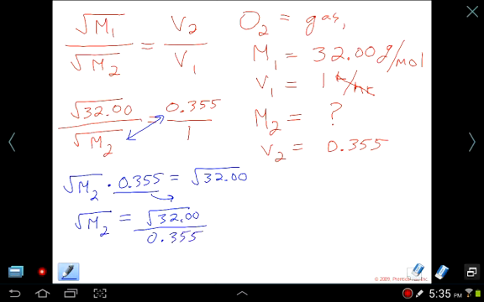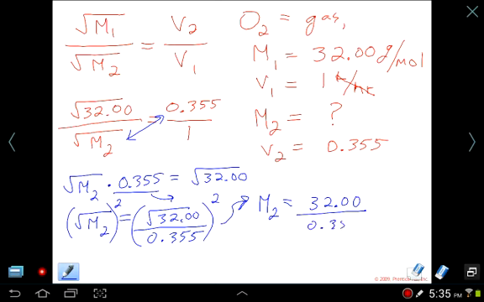And then to get rid of the square root, let's square this side. Let's also square the right side. And we get ourselves, after all the square rooting has gone, M2 equaling 32.00 divided by 0.355 squared is the idea.